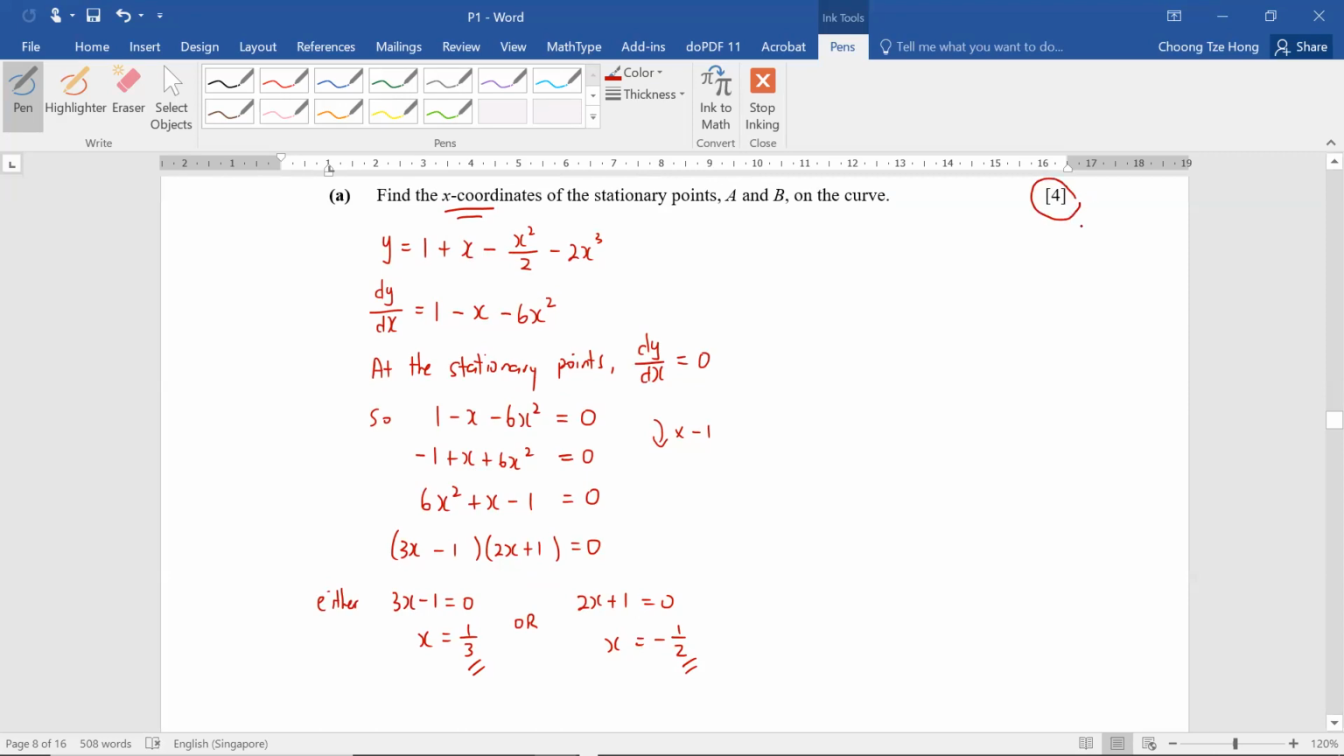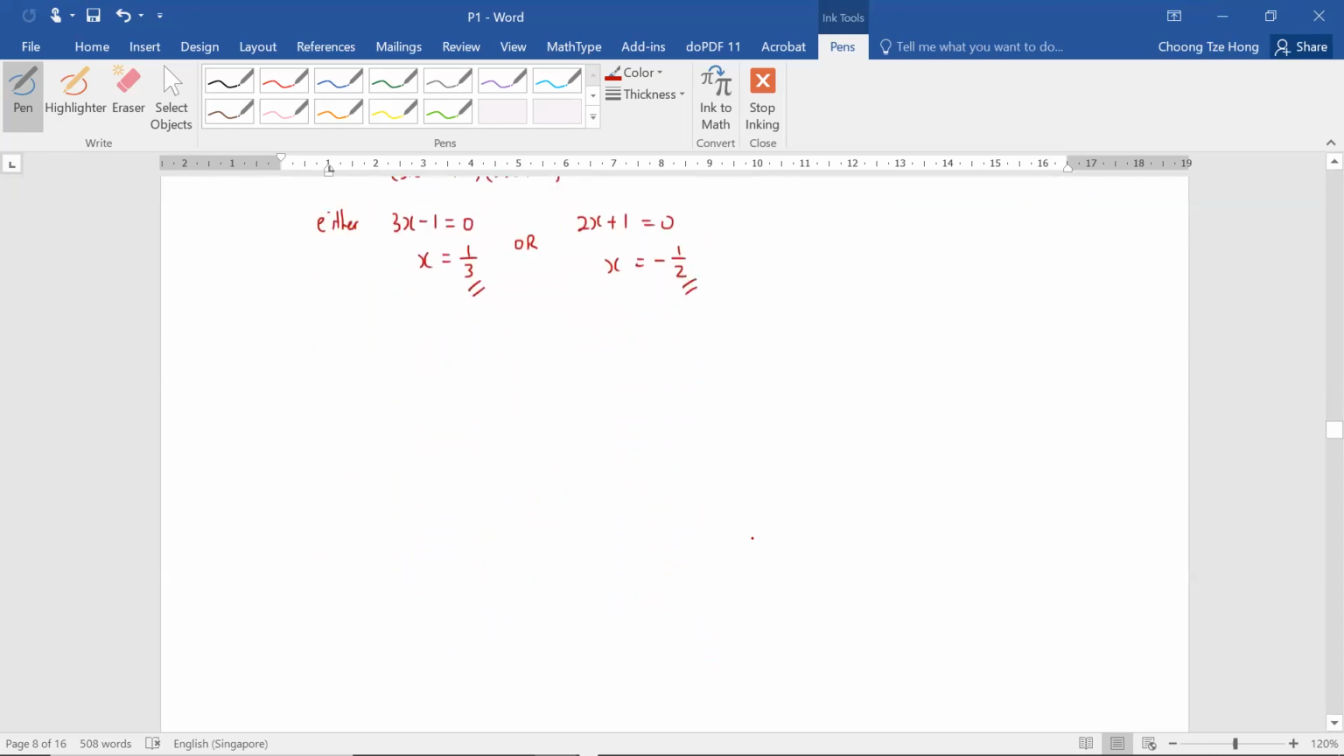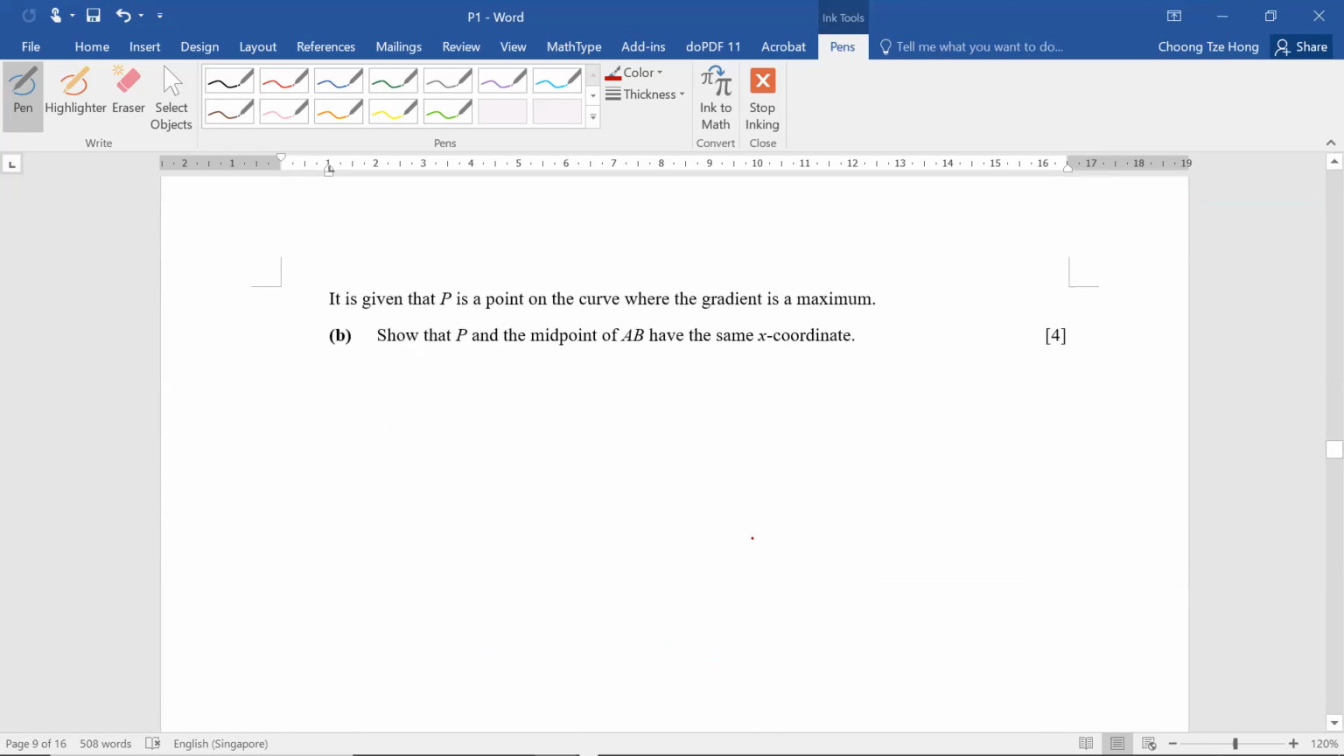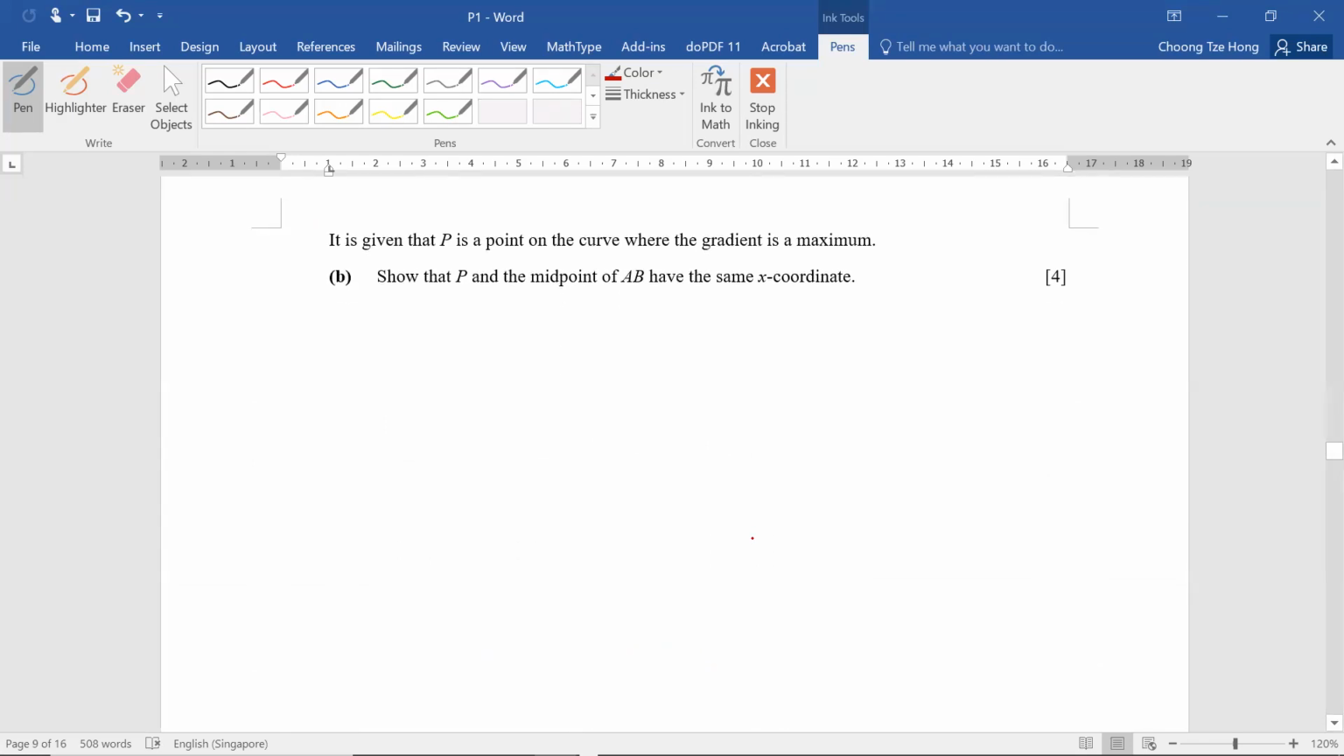Right, let's look at part B of the question. Just keep in mind that the x values we got, 1/3 and negative half, because we need to use them in part B. It's given that P is a point on the curve where the gradient is a maximum. So P is another point on the curve. Just now we found A and B, right?